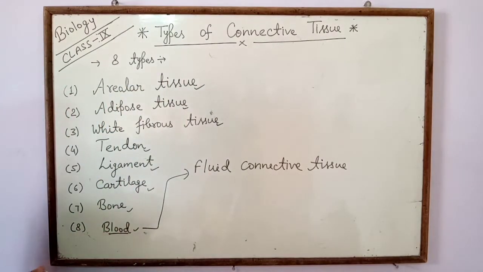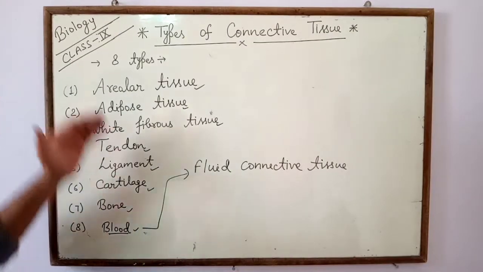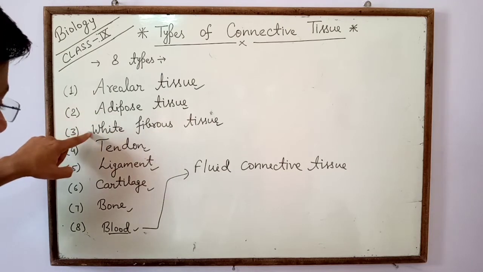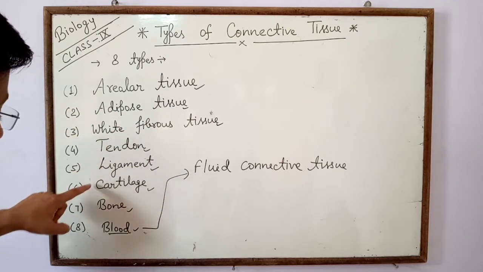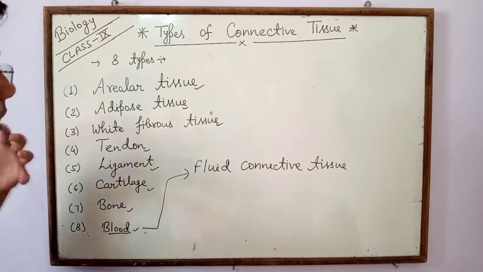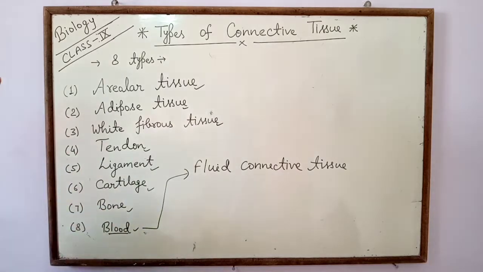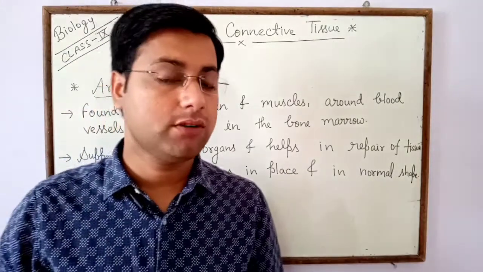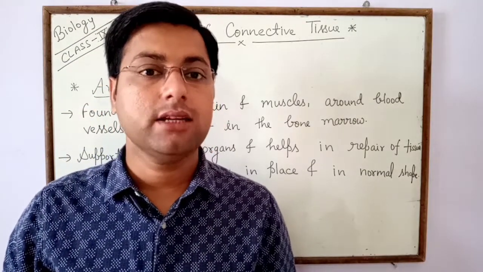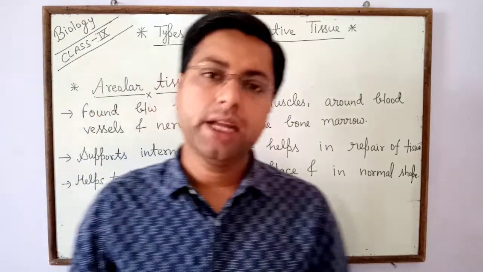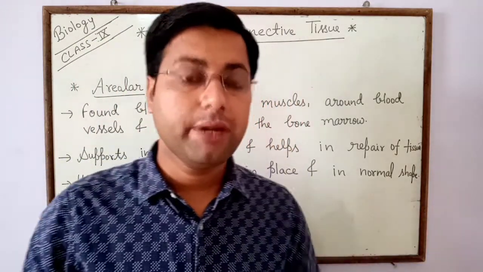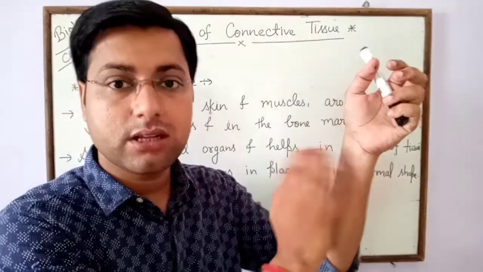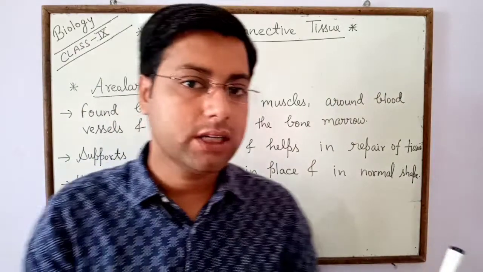So these are the main types of connective tissue: areolar tissue, adipose tissue, white fibrous tissue, tendon, ligament, cartilage, bone, and blood. One by one we will discuss all these types. Now about the first type of connective tissue, that is areolar tissue. Commonly areolar tissue is present in between skin and muscles, meaning skin is attached with muscles with the help of areolar tissue.